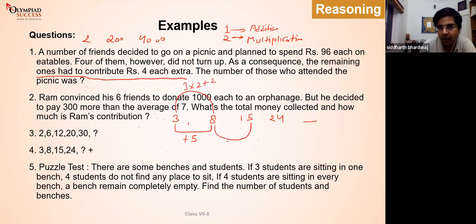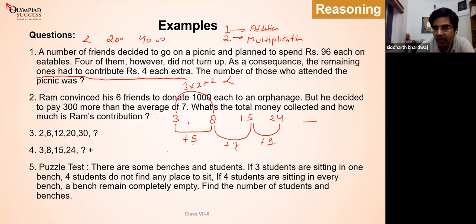Let's see 8 to 15. How much will you add? Plus 7. Is it like 8 into 2? It would be 16, so this trick does not apply here. Only addition of some numbers is happening. First 5 is added, now 7 is added. Now 15 to 24, how much is added? 9 is added. So every time we are adding odd numbers with a difference of 2.